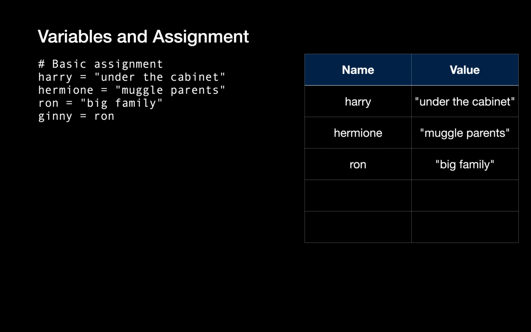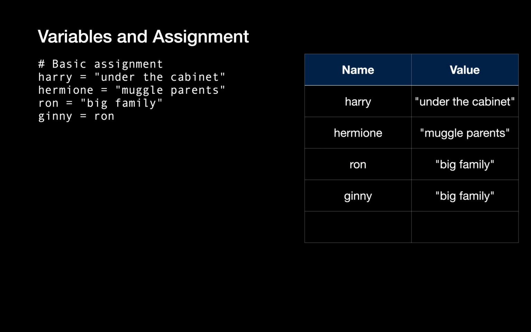Now the question is, what is the value of Ron? And the way we figure this out is we go look at our table, and Ron exists as a name in the table, and it has the value "Big Family." And so when we're trying to decide what is the value of the right side of the assignment, we look up the name Ron, and we replace that name with the value, which means the string "Big Family," and then the string "Big Family" gets copied into a new entry in the symbol table called Ginny.